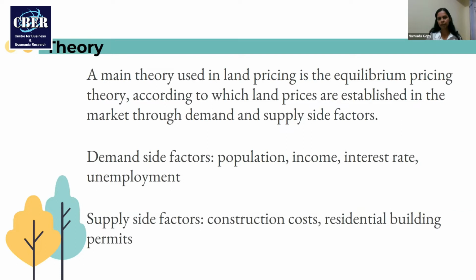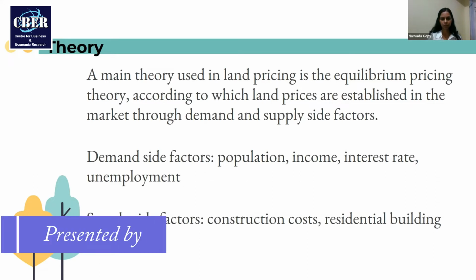In a similar way, the other factor affecting demand is interest rate. Normally it is perceived that as banks reduce their interest rates, individuals are going to contract more loans for the purchase of land. As they take more loans and demand more land, this is going to impact on land prices. There is also unemployment, which normally affects the demand of land. On the supply side, there are two main factors identified as affecting land prices: construction costs and residential building permits.